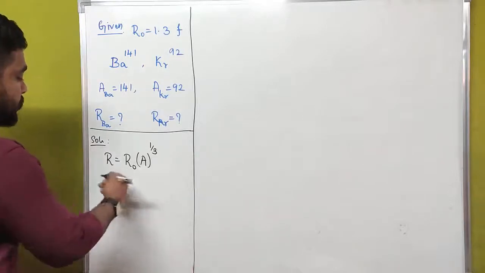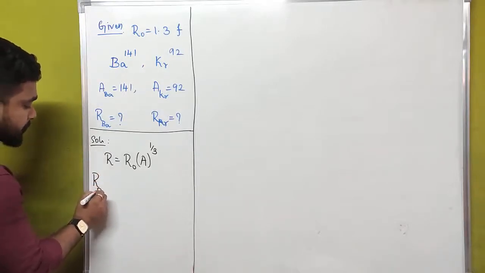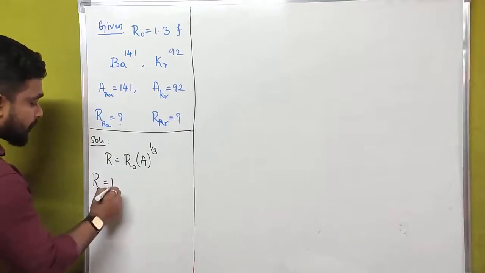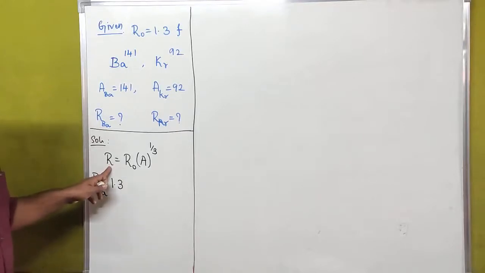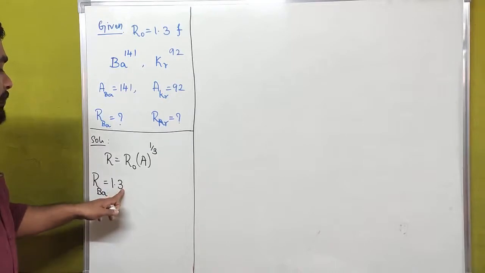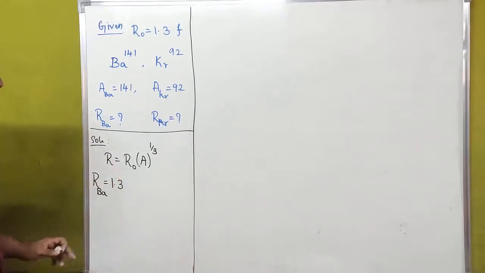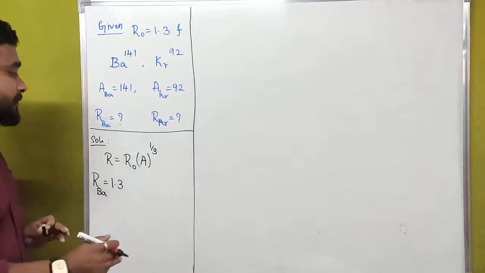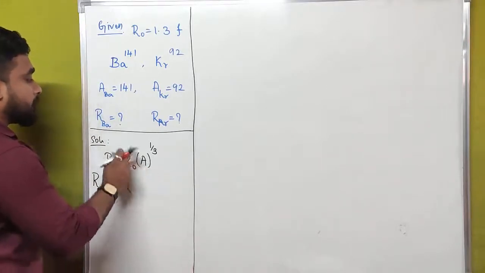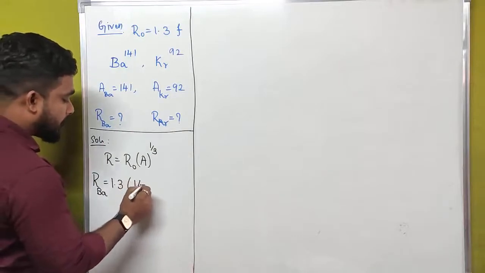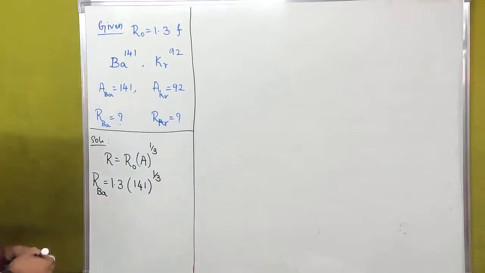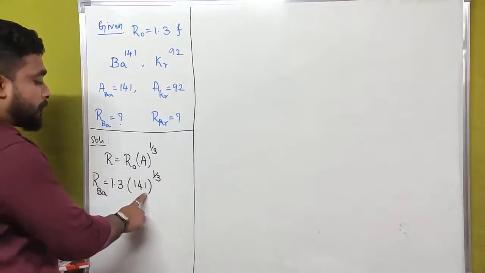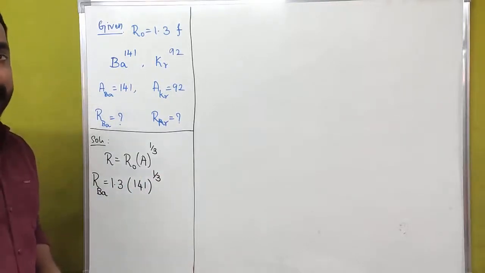For that, initially, R of barium is equal to R naught, 1.3. We have to write 1.3 as it is because the radius of a nucleus should be in terms of Fermi only. That is why I have kept this as 1.3 Fermi only. Here I am not writing any 10 to the power of minus 15. What is the mass number of barium? That is 141, so 141 to the power of 1 divided by 3. Here we have to consider this 141 to the power of 1 divided by 3 as x.